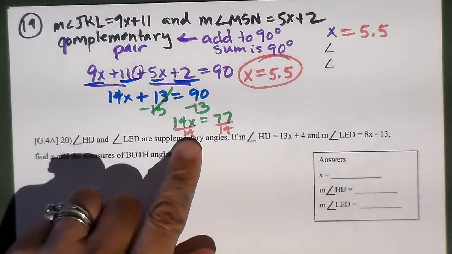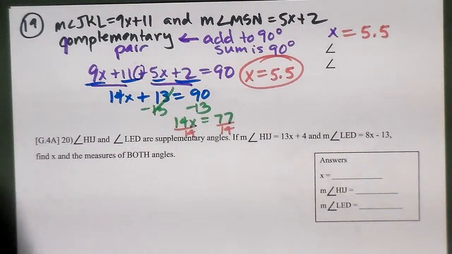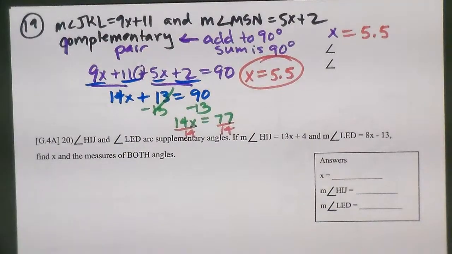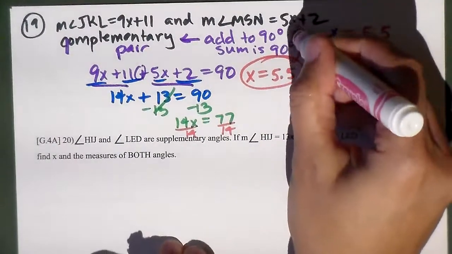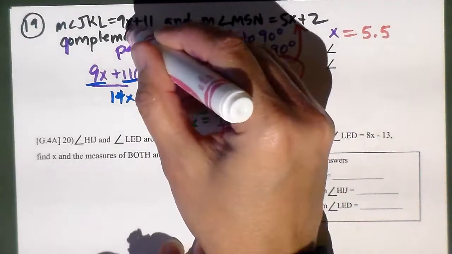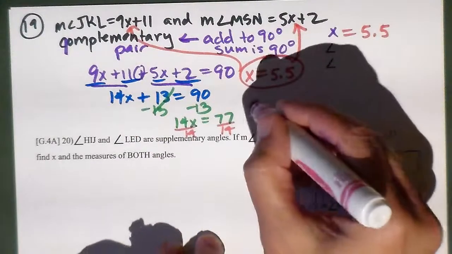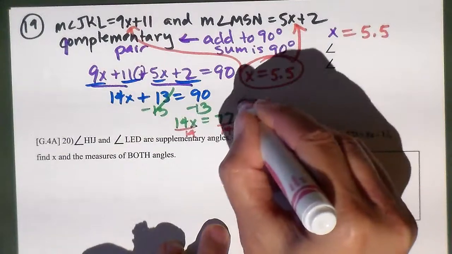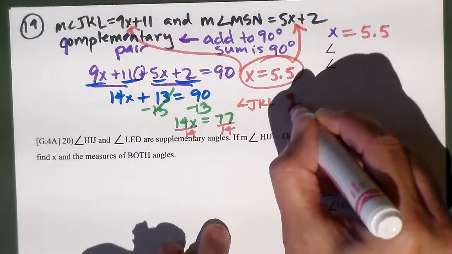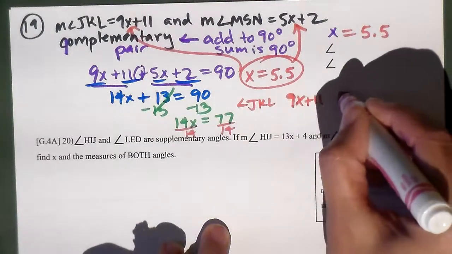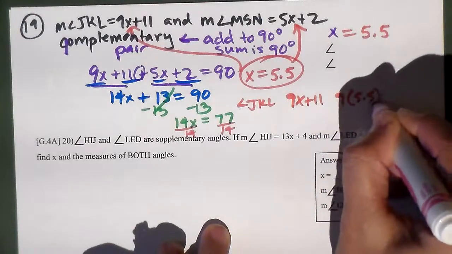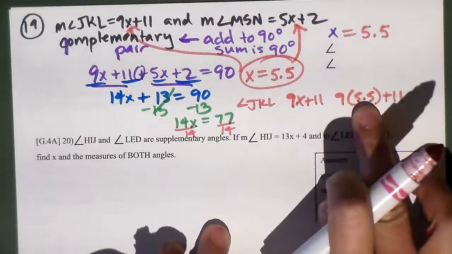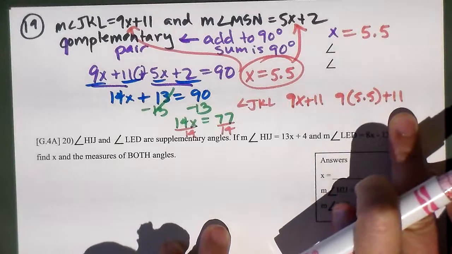So now let's look at the next part. I have to find the measures of the two angles. Well, to do that, I just take what I got for x and I'm going to plug it in to the angles for x. So let's do JKL first. For angle JKL, I have 9x plus 11. That means 9 times 5.5, right? Because that's what x is, plus 11.